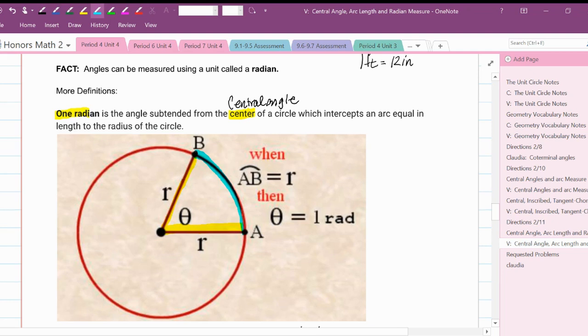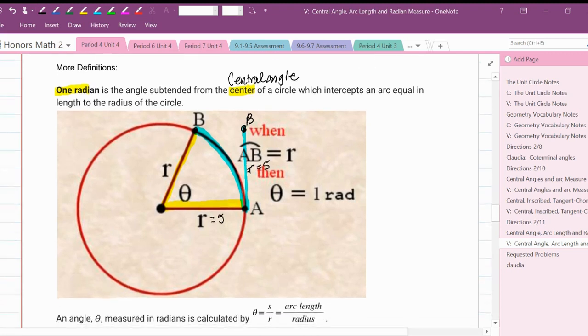and I cut it from the circle and I line it up, stretch it out, that this would have the same dimension as the radius. So if this is 5, then this is 5. There's a 1-to-1 relationship. That's how a radian is defined.